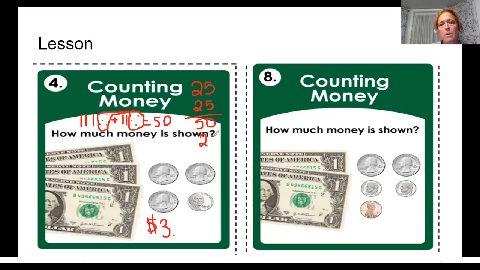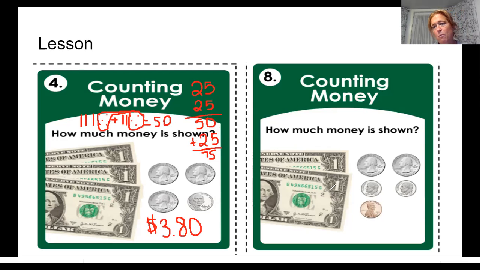50 plus another 25, because we have 3 quarters, is 75. And then if you add a 5, because this is a nickel, 5 cents, to 75, you get 80. Okay, so this is $3.80.